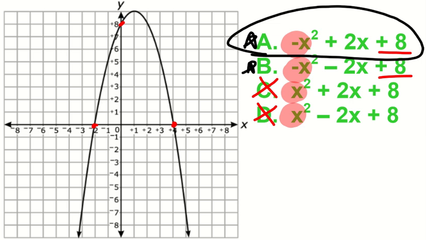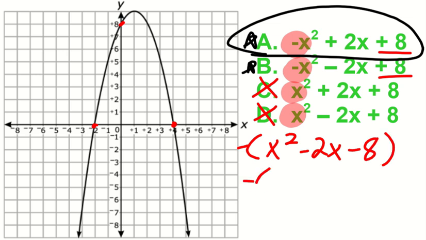The other way you can do it is you can factor out a negative. So if we factor out a negative, I'd have a negative times x squared minus 2x minus 8 for A. For B, I'd have a negative and then x squared plus 2x minus 8. And you just got to go and factor those. If you're doing this without a calculator, factoring is the way you need to do this.